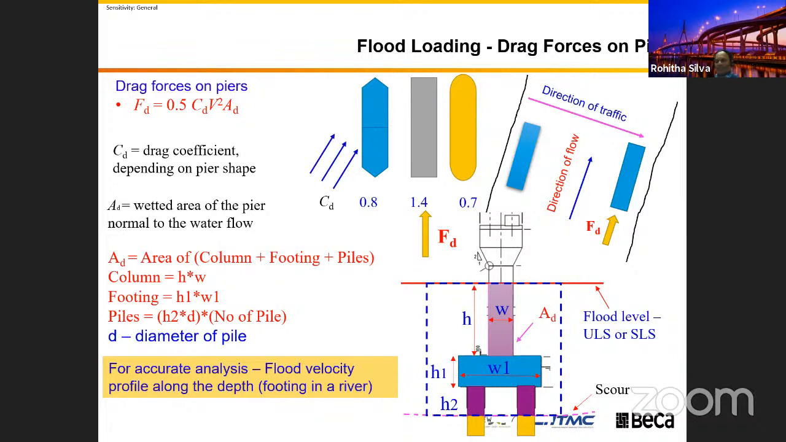And the flood is not always moving exactly parallel to the face of the column. It could be at an angle that could generate forces in the other direction as well. So this is how we calculate the drag force. The force is parallel to the water flow. Any question here? Quite straightforward, this one, similar to the wind.